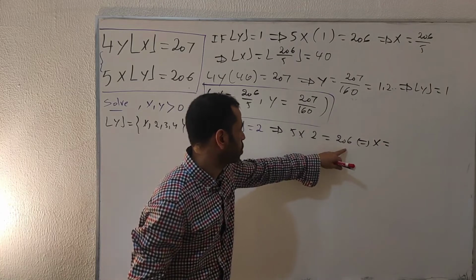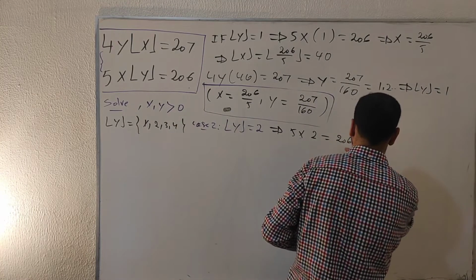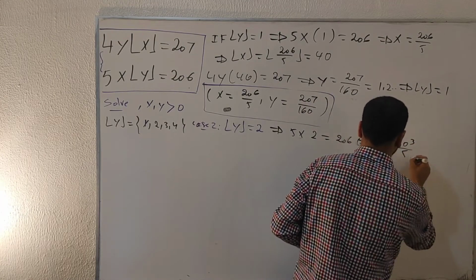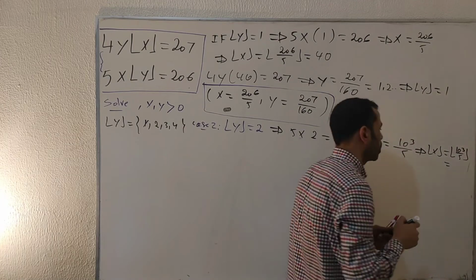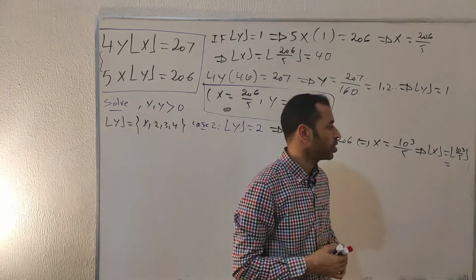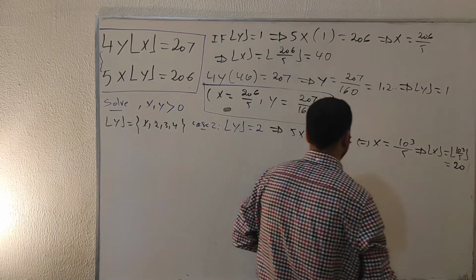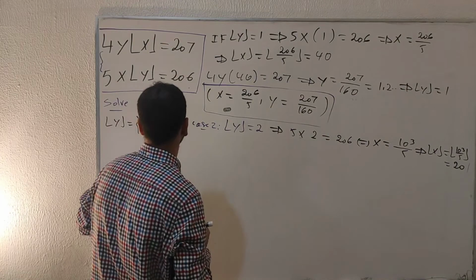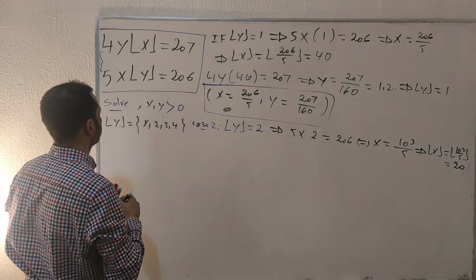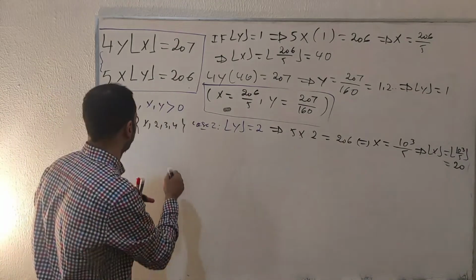x equals 206 over 10. Dividing 206 by 2 gives us 103 over 5. As you know, if you divide 100 by 5, it gives us 20 point something, so the floor is 20. If the floor of x equals 20, I'm simply going to replace that value into this equation to find y.